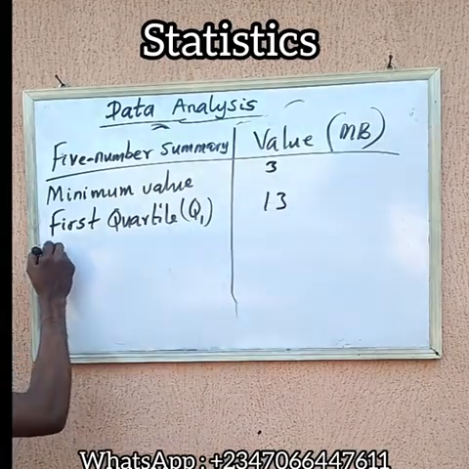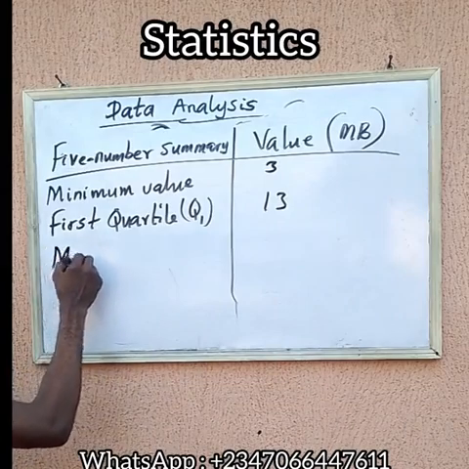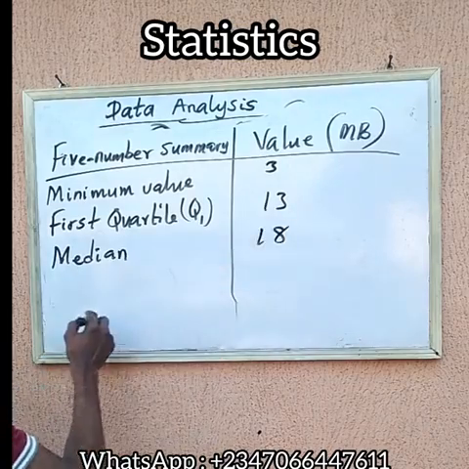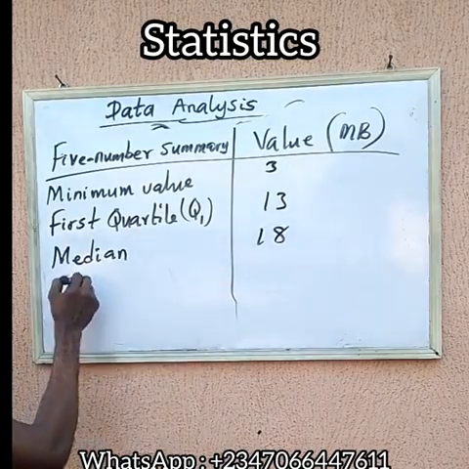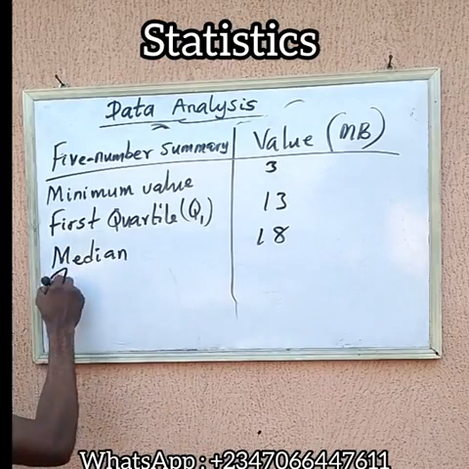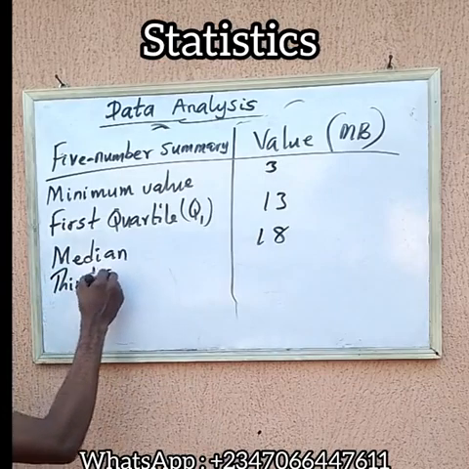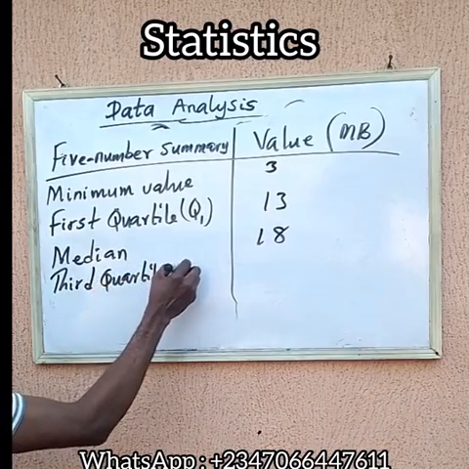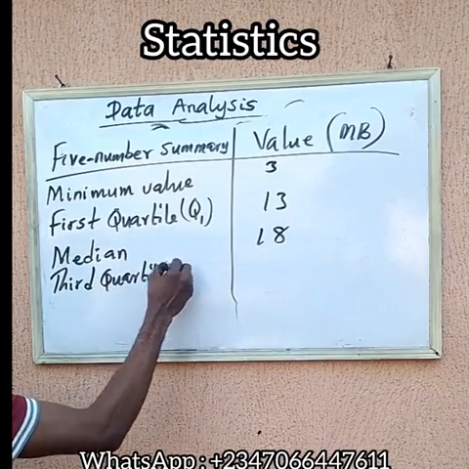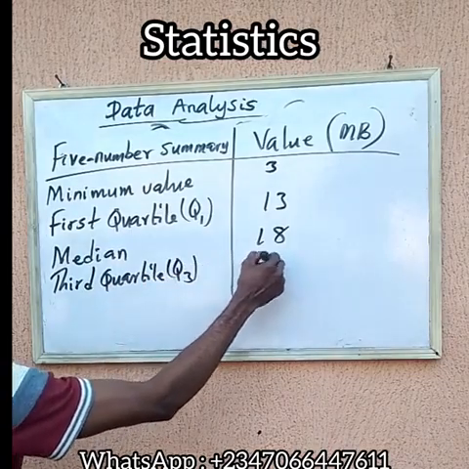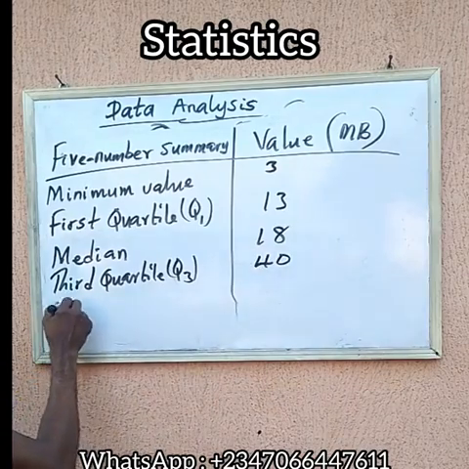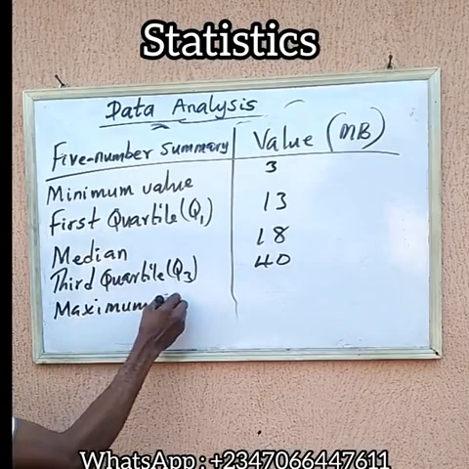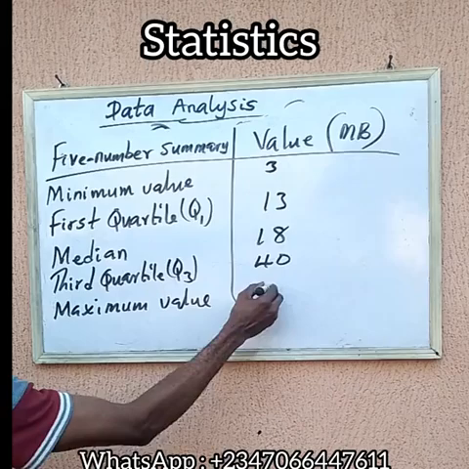Then the third one is the median. The median is 18. Then the fourth one is third quarter. Third quarter is what? Q3. What did we have is 40. Then the last one is the maximum value. Maximum value is 45.